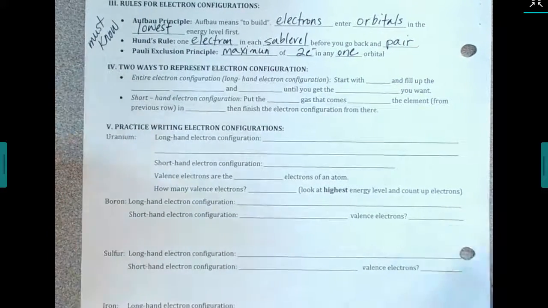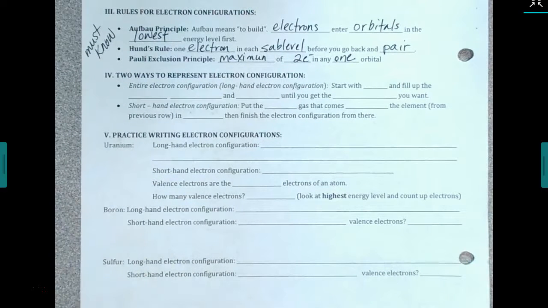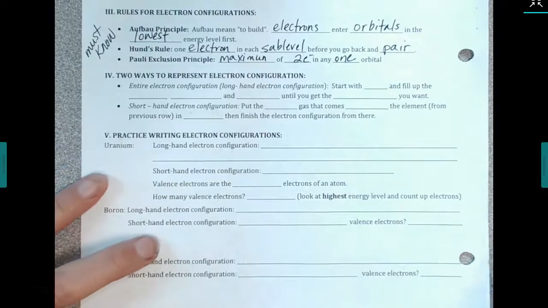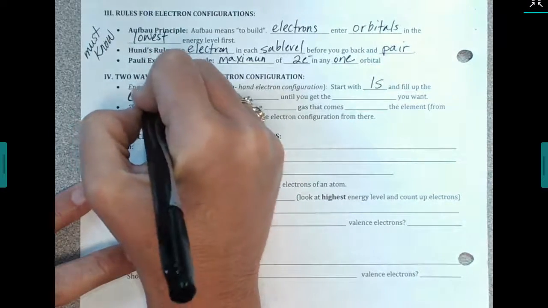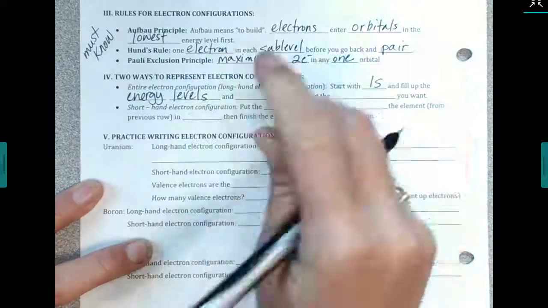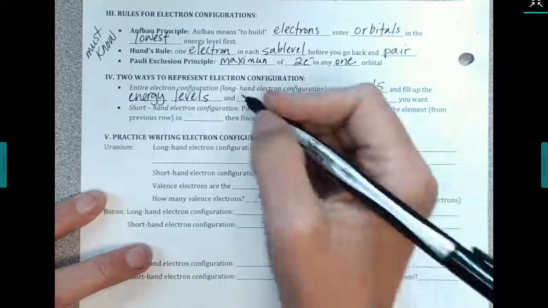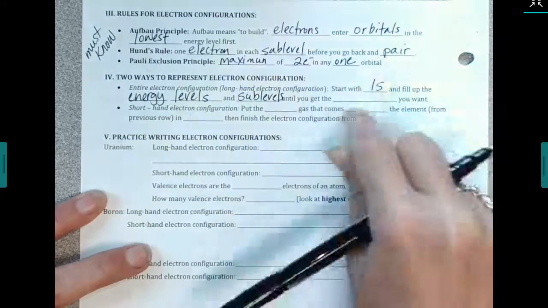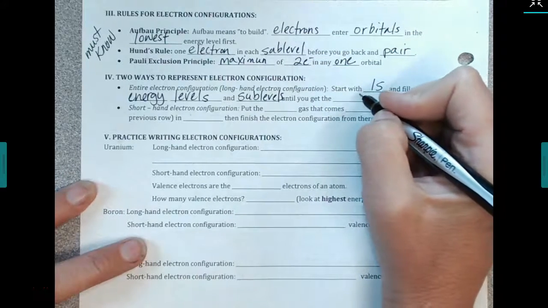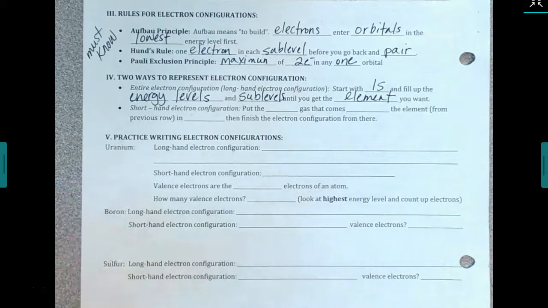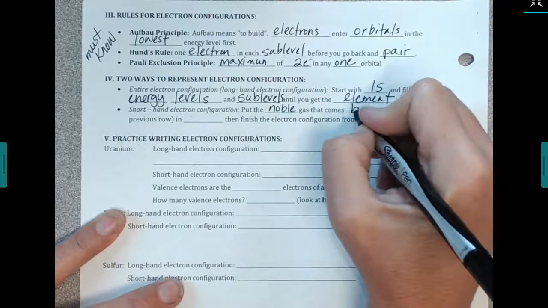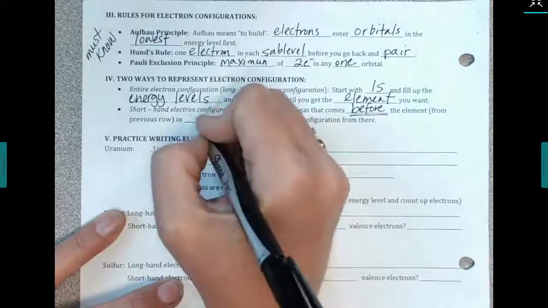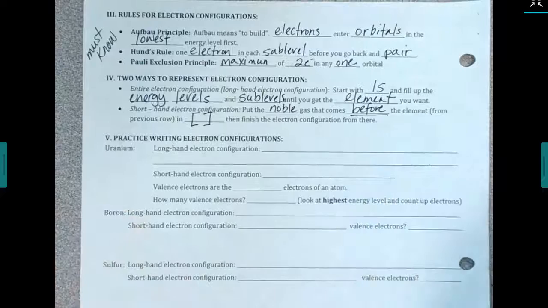Okay, so there are 2 ways to represent electron configurations. The one I showed you earlier was called the longhand configuration. We're always going to start with 1s and fill up energy levels going straight across that periodic table, energy levels and the sublevels, until you get the element that you want. The shorthand configuration is so much nicer to write. We're going to put the noble gas that comes before, very important, the element from the previous row in brackets. Then finish the electron configuration there.